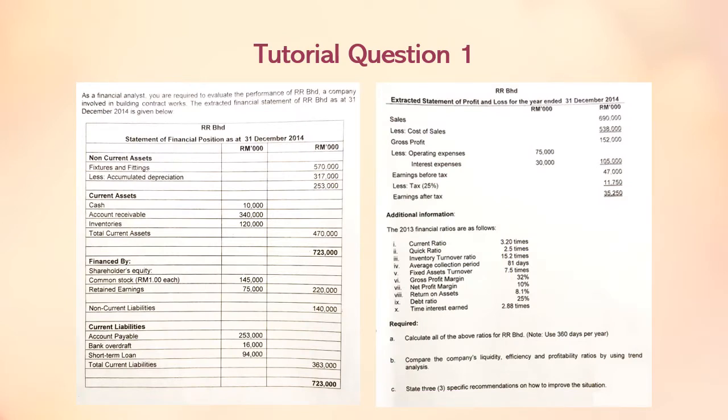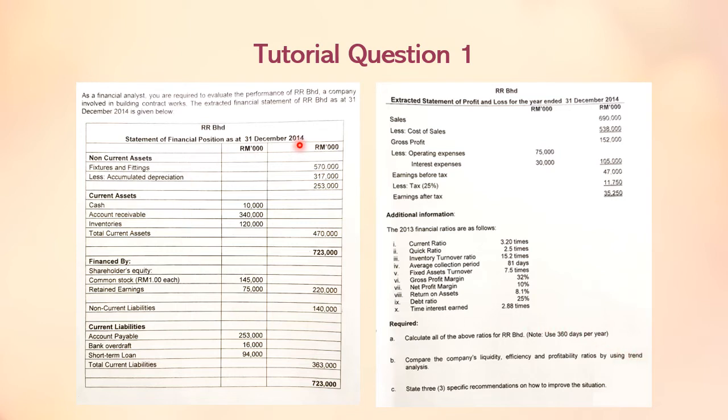Right, so now we look at the first tutorial question to see how can we answer the question. So this is the financial position given to you. This is the profit or loss statement given to you. And these are the ratio from the industry average. So they ask you to calculate the above ratio, 1 until 10. And then they ask you to compare the liquidity, efficiency, and profitability ratio using trend analysis.